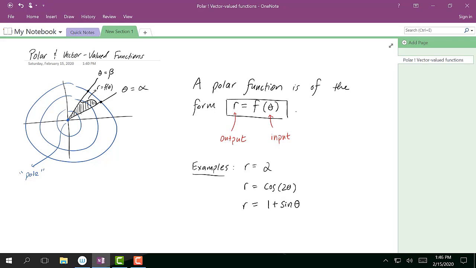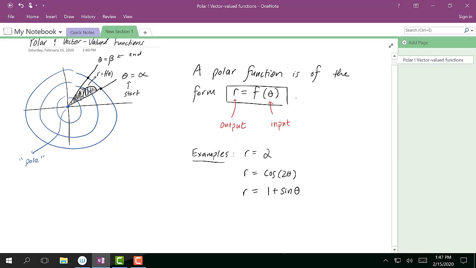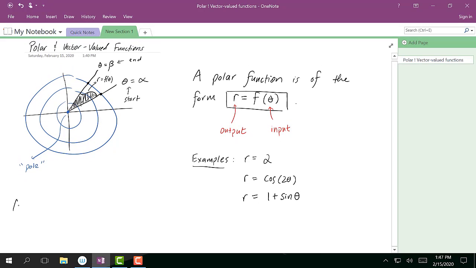We know that we start collecting area at this angle right here, alpha equals theta. This is where we start, and this is where we're going to end. You can see that in the picture. We're going in a circle counterclockwise, and we're interested in this area right here. The equation that we're going to have is that the area is the integral from alpha to beta of 1/2 r squared d theta.